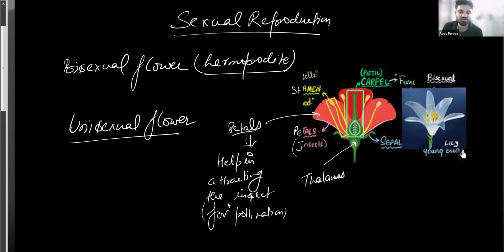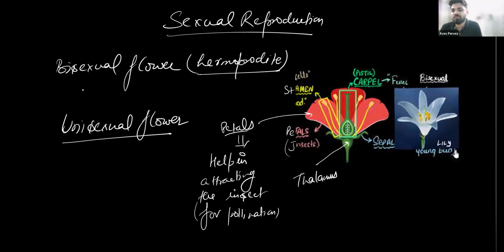Did everybody understand? The bisexual flower has both male and female reproductive organs in the same flower. If I'm talking about a bisexual flower, we call it hermaphrodite. What do we call it? Hermaphrodite. And a unisexual flower has either male or female reproductive organs.